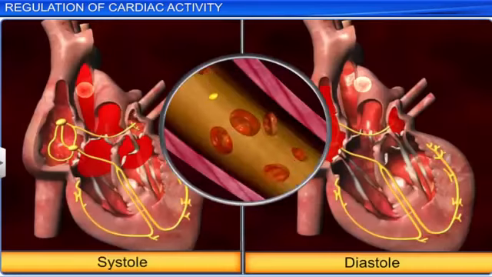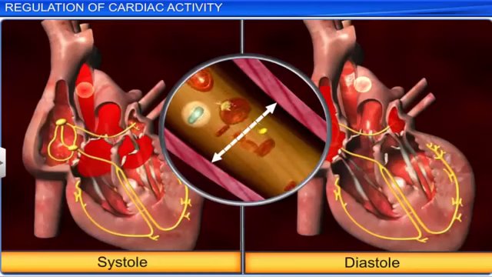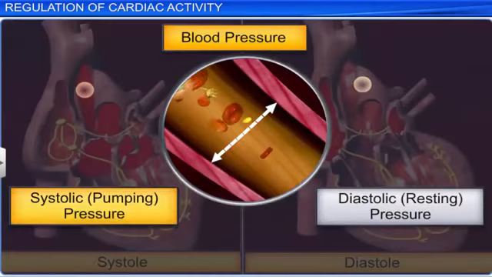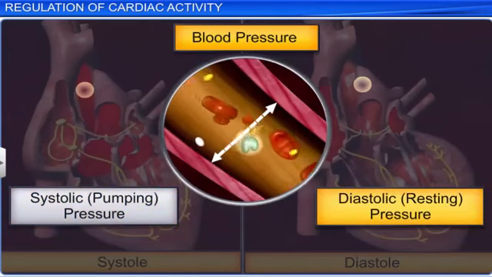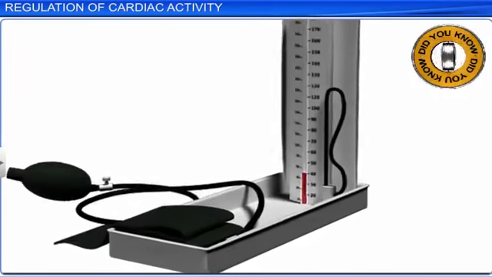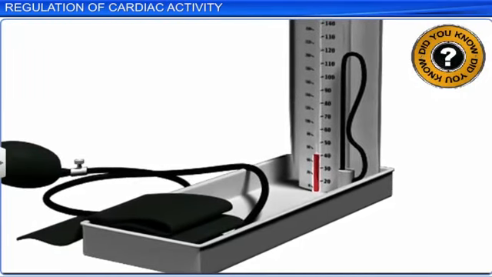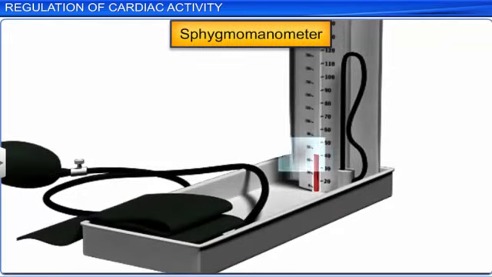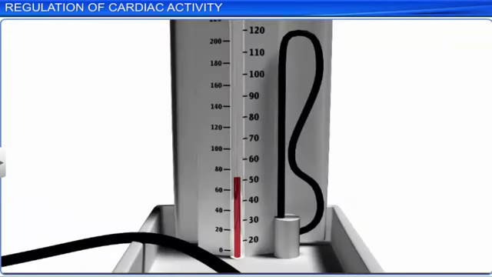The heart undergoes alternate systole and diastole, and hence blood pressure is measured as systolic, or pumping pressure, and diastolic, or resting pressure. Did you know that blood pressure is measured using an instrument called a sphygmomanometer? It measures blood pressure in millimeters of mercury, or mmHg.